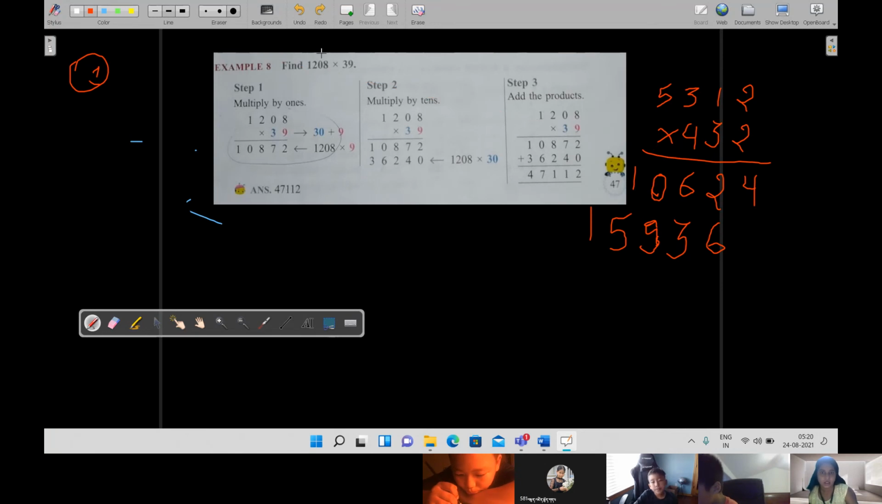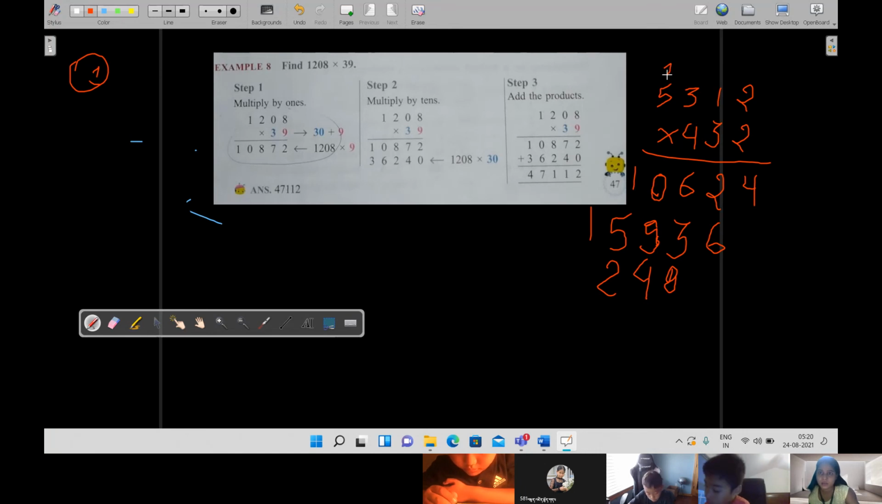So 4 into 2 is 8. Fine. 8. Okay, fine. 4 into 2 is 8. So 4 into 1? 4. Fine. 4 into 3 is 12. We have to write what? We have to write 2. Yes or no? Yes.